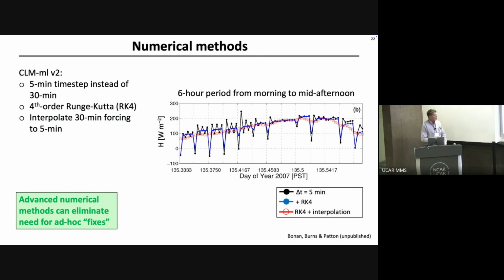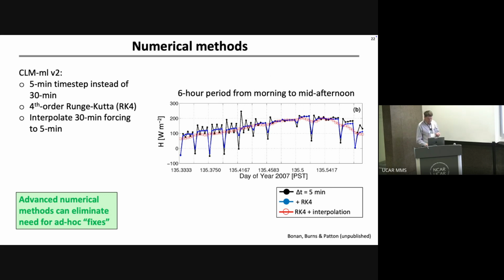What you can see over here on the right is just this time series. It is a 6.5-hour period of a particular day. The data points are every 5 minutes. It's the sensible heat flux. And if you look at the black line, which is just the 5-minute time step, you can see the sensible heat flux is bouncing all over the place. And this is bad. This is what we don't want. This is what those ad hoc fixers in CLM are trying to solve.